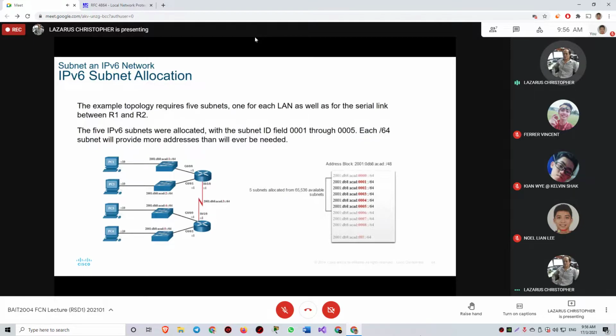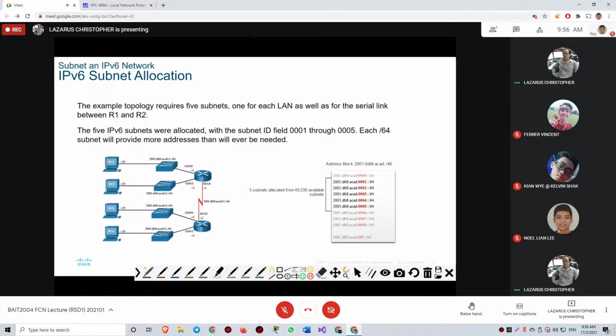Okay, right. So let's have a look at an example of subnet allocation for IP version 6. Here you can see a topology diagram, and we can count how many subnets it requires. Starting from the top, we can have one here, 2, 3, 4, and 5. So there are four local subnets, and then one wide area network subnet.